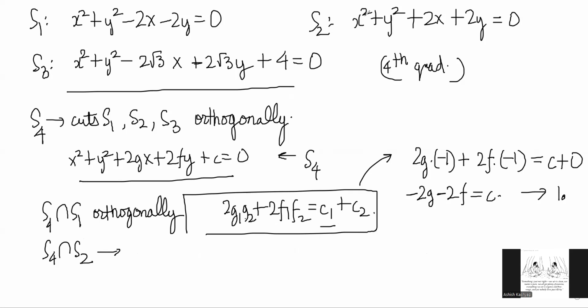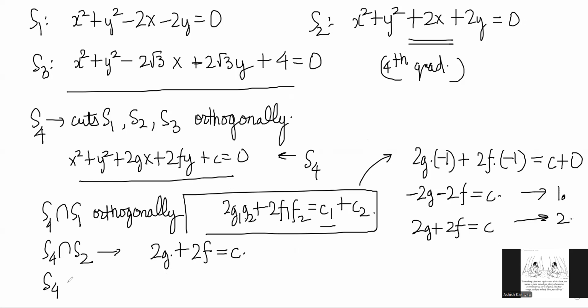Similarly, S4 intersects S2 orthogonally, right? So again, using the same thing, but with this equation, we will get 2G and G2 there is 1. So 2G plus 2F is equal to C, right? This time you get C1 plus C2 is C plus 0, right? Okay, so 2G plus 2F equal to C. This is the second equation.